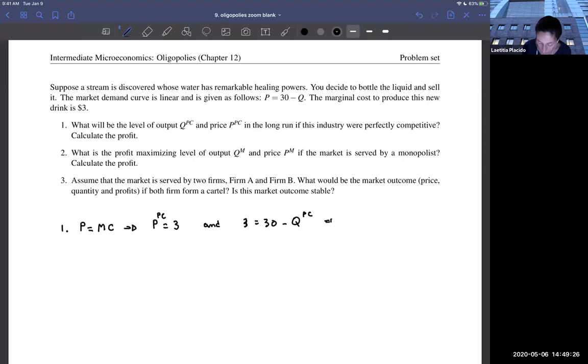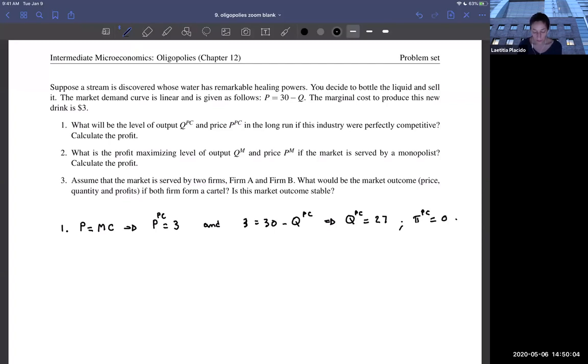And so QPC is going to be 27. Okay. Right, so what are the profits? Well, we are under perfect competition, so you know that price equals marginal cost, which means that the profit is going to be zero. So the profit here is going to be zero, okay? So here we have our benchmark.